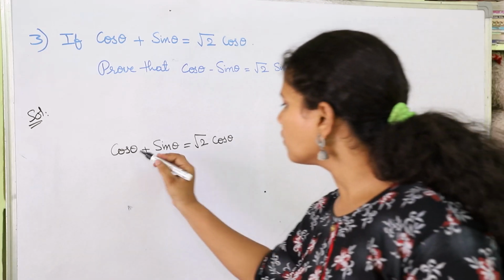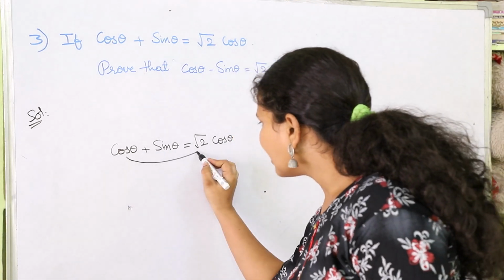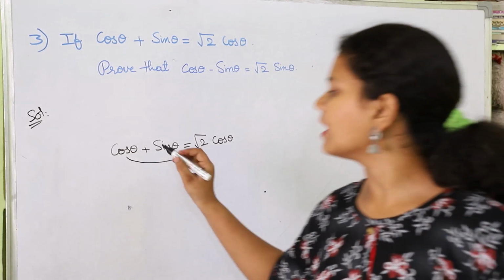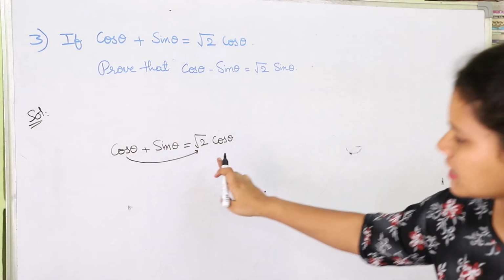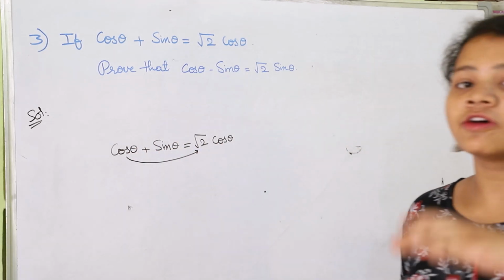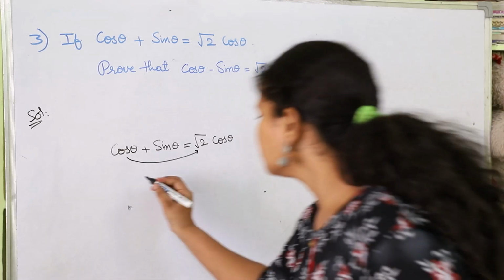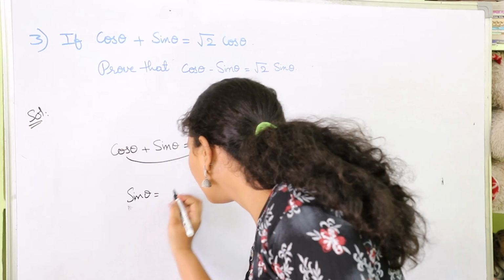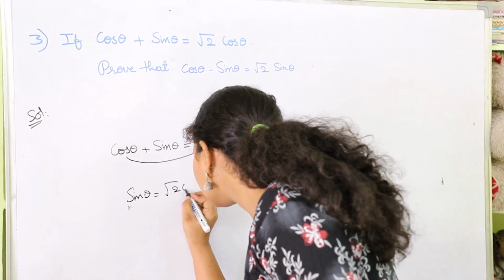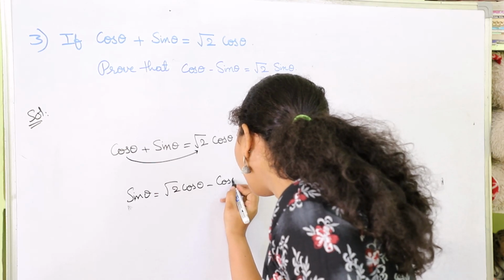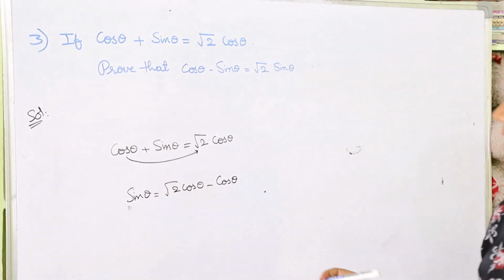Now here, you transpose this cos theta to the other side. If I transpose this plus cos theta to the other side, this becomes minus cos theta. So I can write this as sin theta equals root 2 cos theta minus cos theta. Clear?